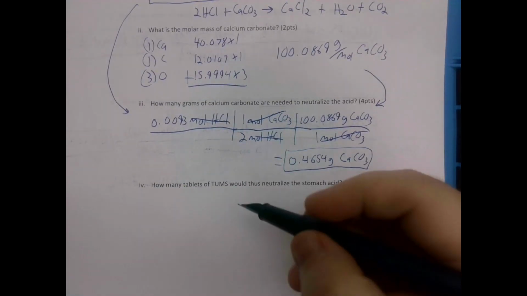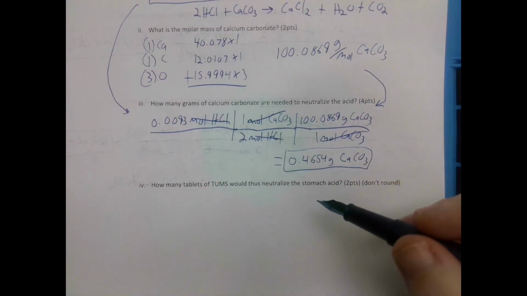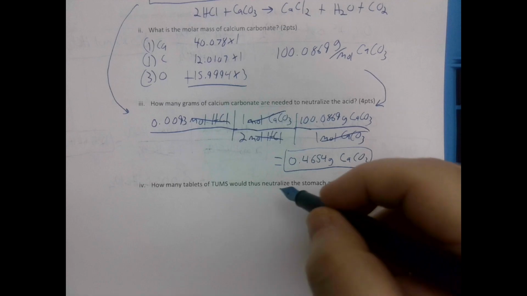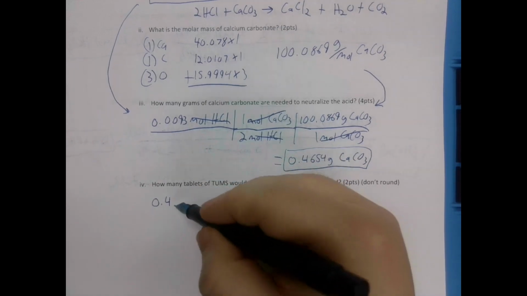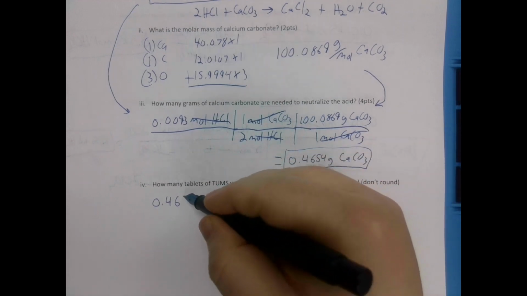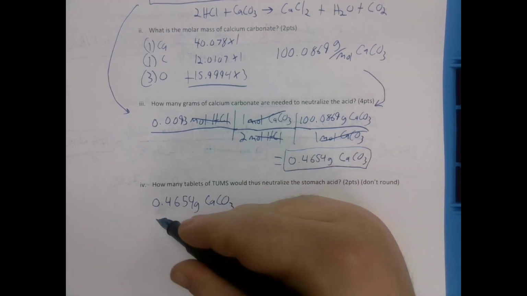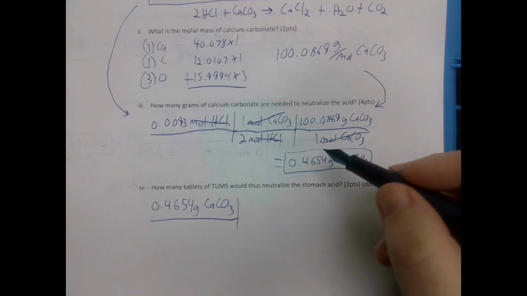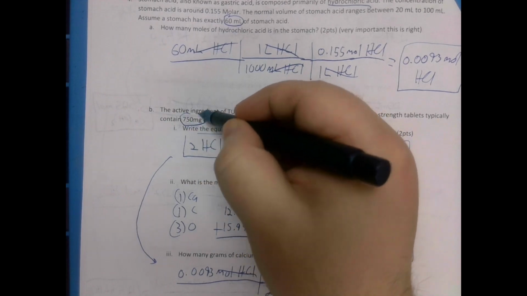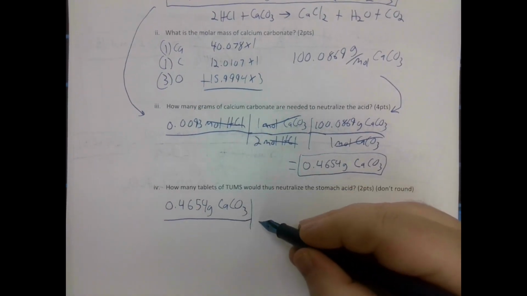Alright, how many tablets of Tums would thus neutralize your stomach acid? So start with something you know and keep adding conversion factors until you get the answer. So I know how many grams, and I'm given milligrams per Tums right here. So I'm going to go ahead and convert this into milligrams.